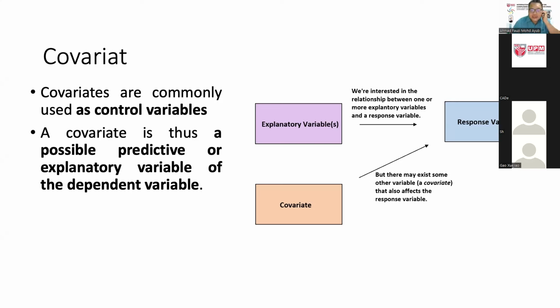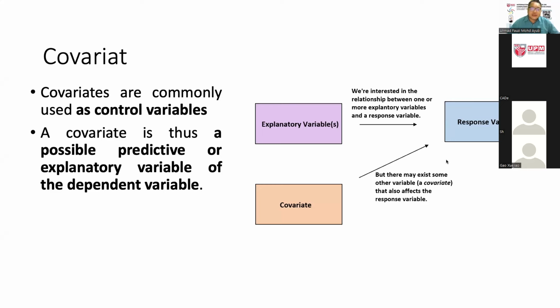That one you can explore using the software, depending on the software that you are going to use. Normally in SPSS, we have the covariate application. So covariates are commonly used as control variables. And also we can use the pre-test as a covariate. A covariate is just a possible predictor, or possible variable, of the dependent variable. So these are the covariates.